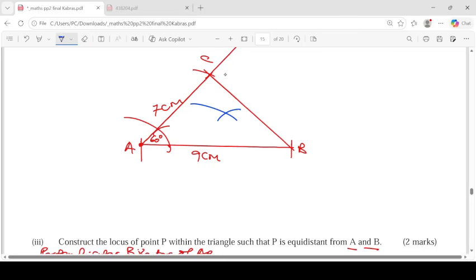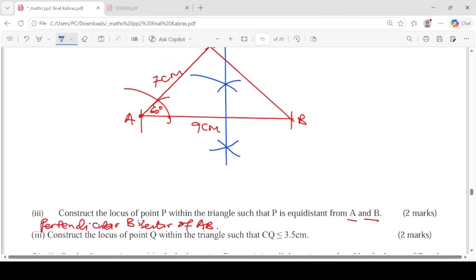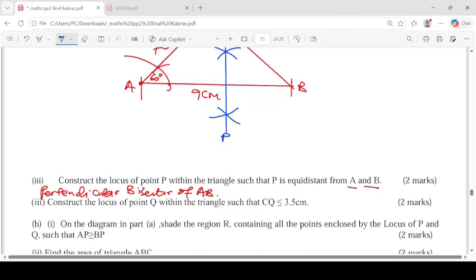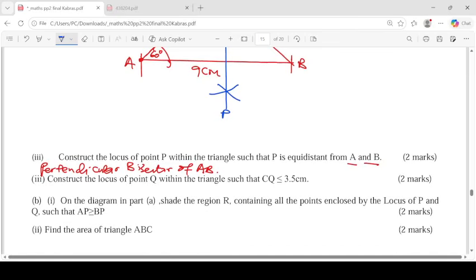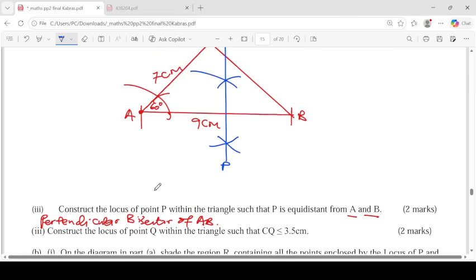Then now you are supposed to draw. That is the perpendicular bisector of the line AB, and this is the locus we call locus P, the perpendicular bisector of the line AB. Then after that, you have another 2 marks. Construct the locus of a point Q, which is within the triangle, such that C to Q is less than or equal to 3.5.